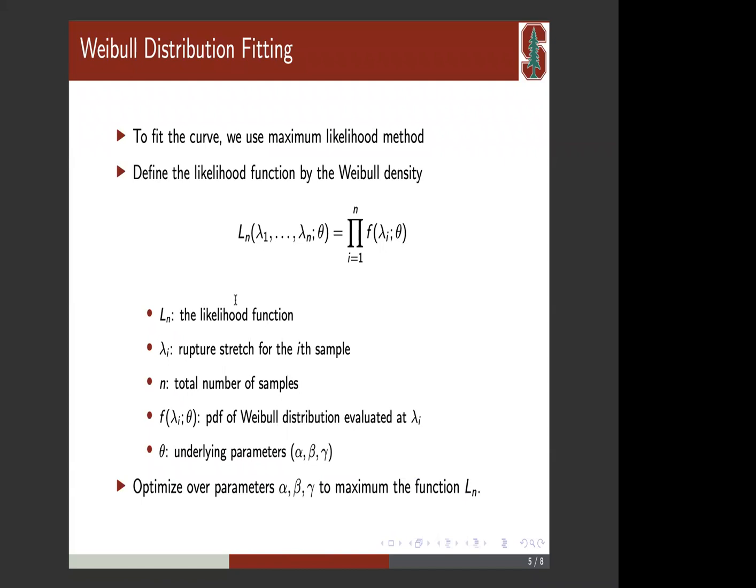First, to fit the curve using the maximum likelihood method, we define the likelihood function by the Weibull density, which is the product of the PDF of the Weibull distribution evaluated at each individual rupture stretch. And we optimize over the parameters alpha, beta, and gamma to maximize the likelihood function. We carry out this procedure with the default numerical optimization methods in RStudio.